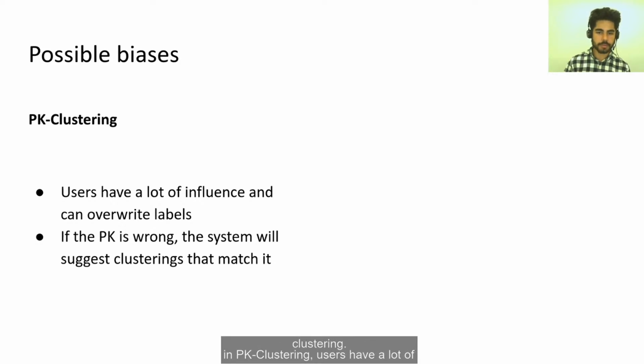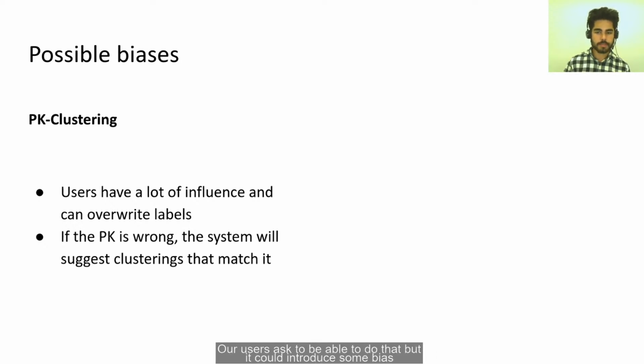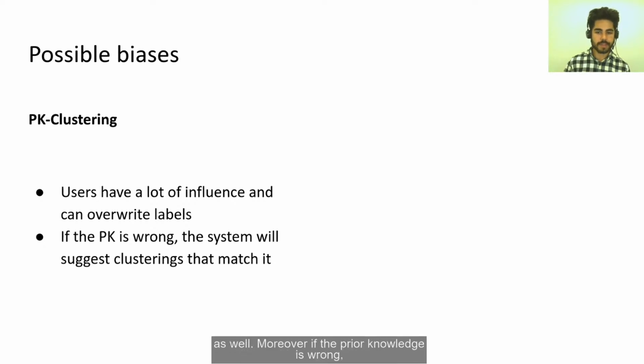In PK clustering, users have a lot of influence on the results and can override labels when they know the labels are wrong, based on other data they have analyzed. Our users ask to be able to do that, but it could introduce some bias as well. Moreover, if the prior knowledge is wrong, the system will try to follow the hypothesis given by the user. However, users will also see that alternative results are possible.